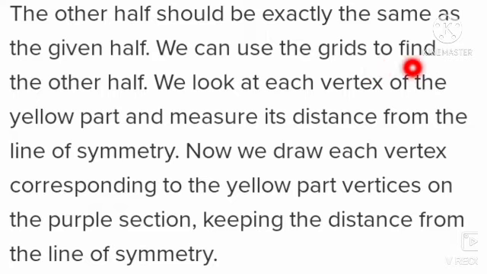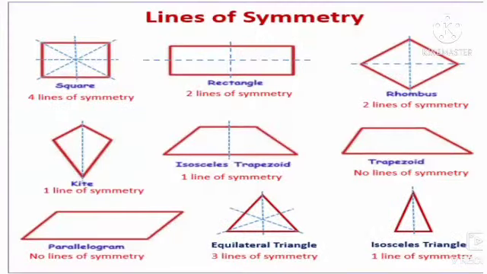We can use the grids to find the other half. We look at each vertex of the yellow part and measure its distance from the line of symmetry. Now we draw each vertex corresponding to the yellow part vertices on the purple section, keeping the same distance from the line of symmetry. Now children, let us see some 2D shapes and their lines of symmetry.